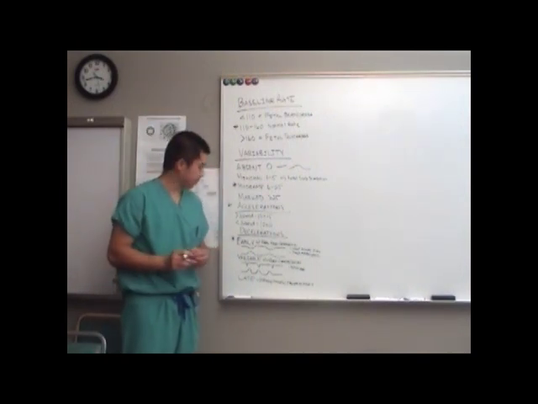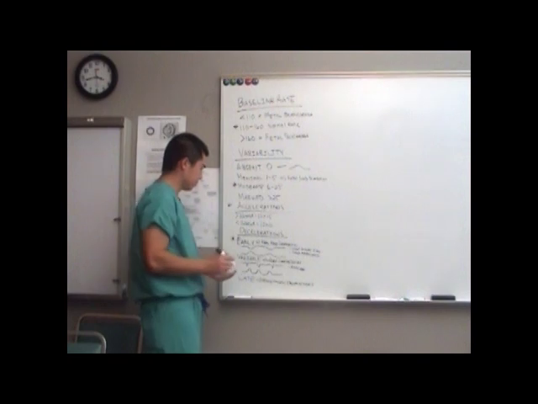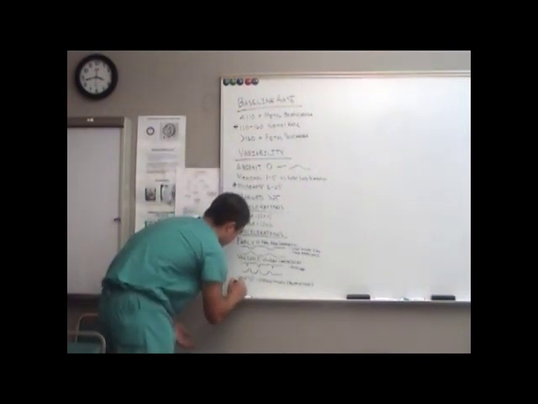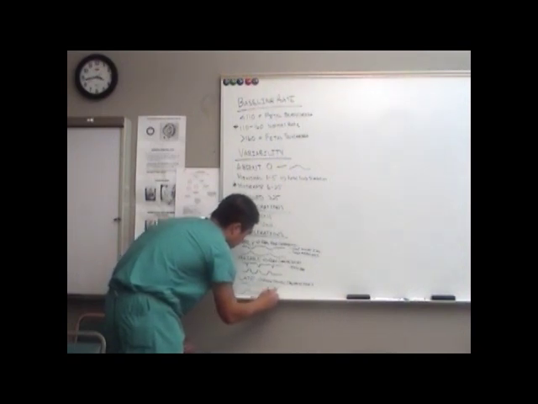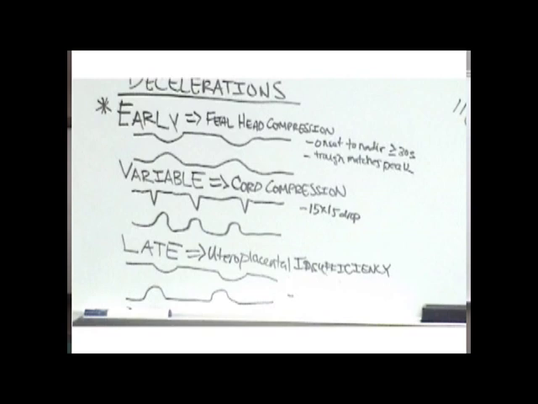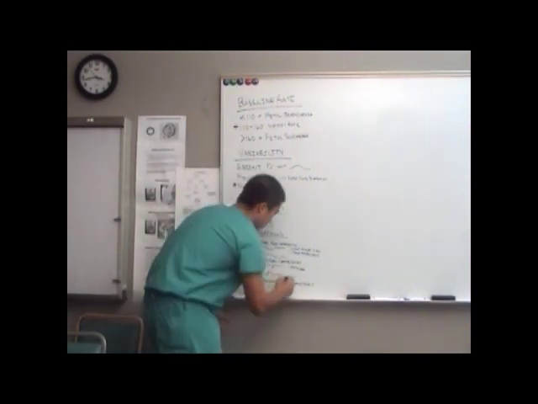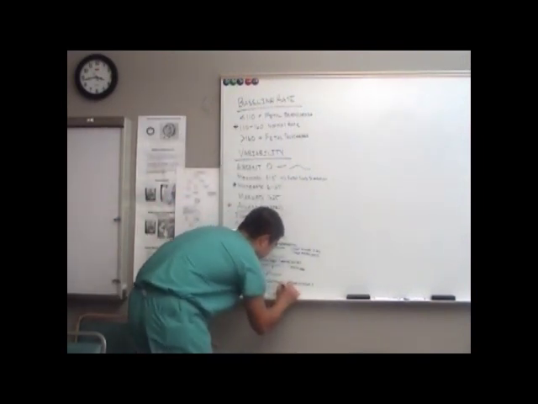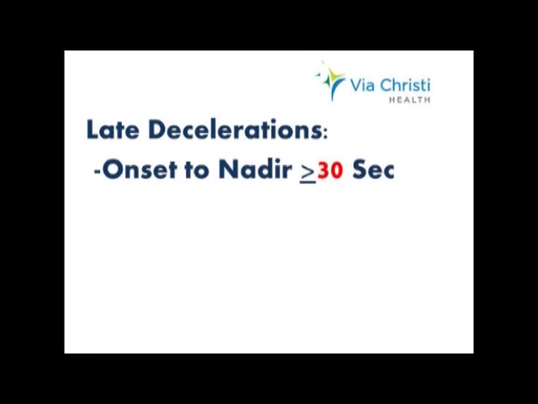Late decelerations. So these are the ones that we worry about the most. So these are ones that look similar to earlies, but they occur generally after the contraction. So for late decelerations, what's part of the definition? The first part is that they're gradual. So again, we define gradual as the onset to the nadir of greater than or equal to 30 seconds. Okay?